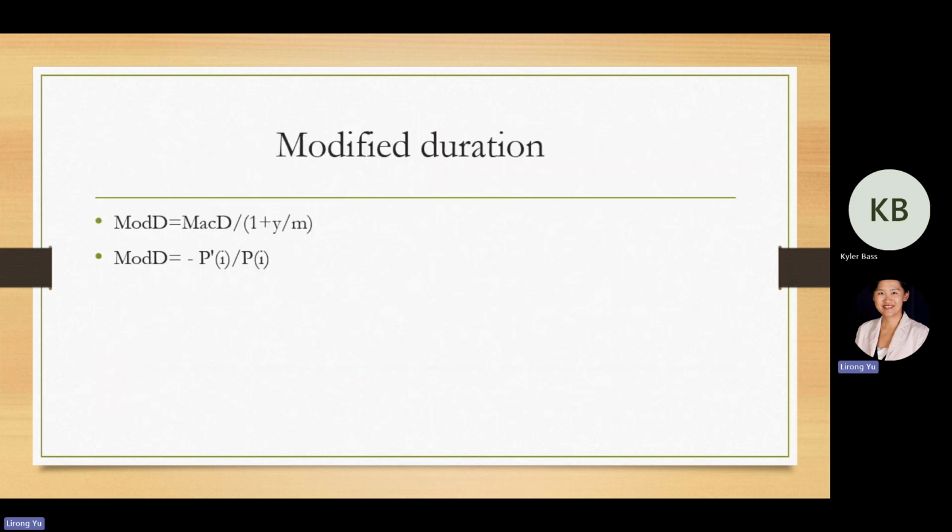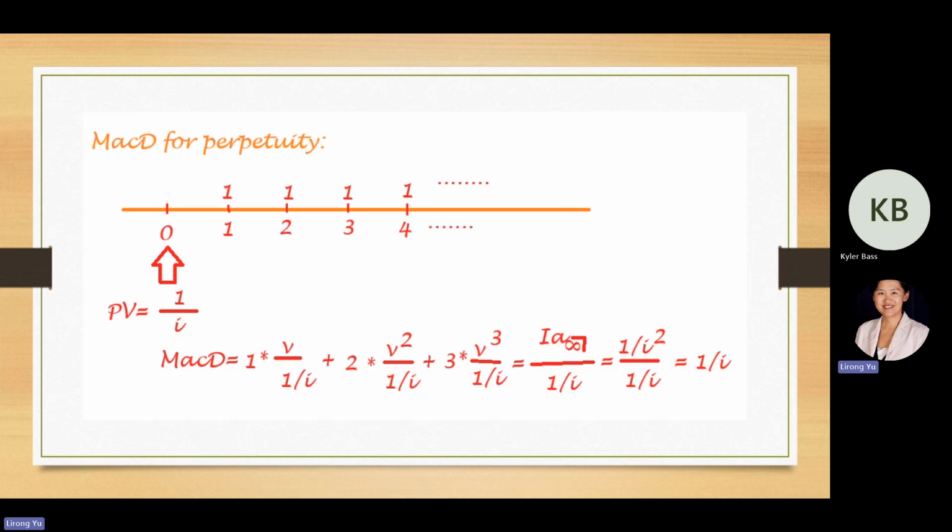So the modified duration, this is what we're going to talk about now. Let me talk about Macaulay duration for perpetuity. If you have a perpetuity, then the present value calculation will be 1/i. So what's your Macaulay duration? There's two ways to do this.